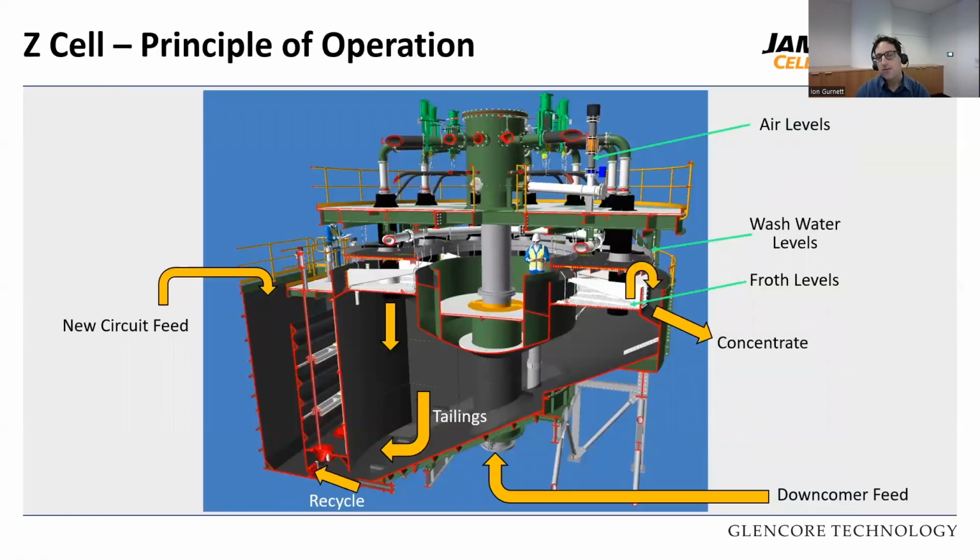The Z cell is an interesting model. It's a combination of a B cell distributor with the E cell recycle mechanism. Fundamentally the same, but still worth addressing. We add new circuit feed here to the feed pump box, and then from there we pump it up through the bottom to your distributor. It goes through your distributor, draws air from atmosphere, goes through your orifice, and creates a highly intense mixing zone in the downcomer. It enters the flotation vessel, concentrate floats over the launder, down and collects the concentrate, and the tailings go through your recycle slots.